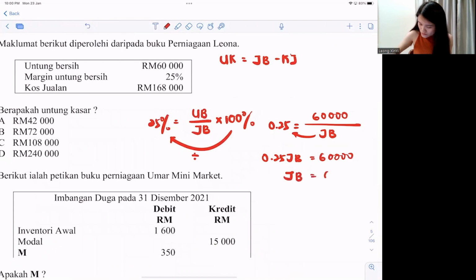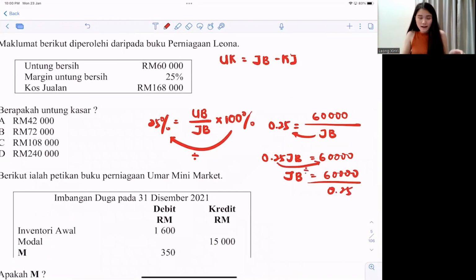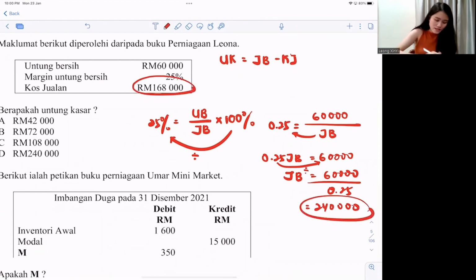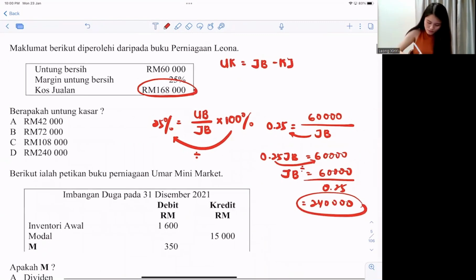JB then will equal 60,000 divided by 0.25. That is moving it over, so it becomes divide. So 60,000 divided by 0.25 is 240,000. Once you have gotten your JB, 240,000 minus 168,000. The answer is 72,000. B.